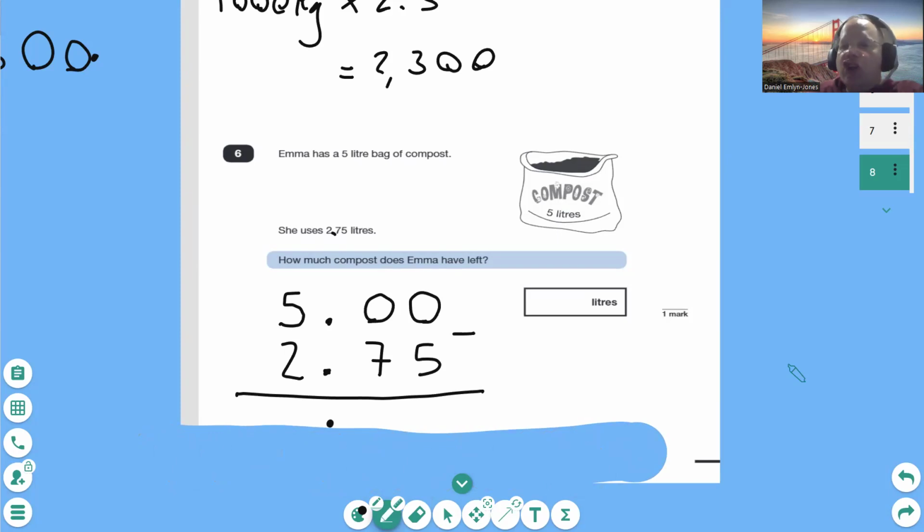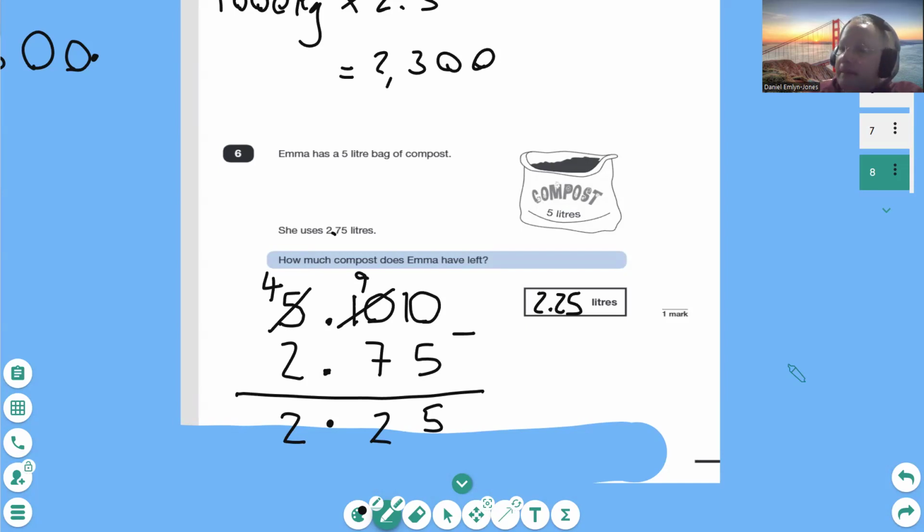0 minus 5, we can't do that in these sums. So the 0 goes to that 0 and says, can I have one from you, and that 0 says, I haven't got any either. So they go begging to the 5, which says, all right, and gives 1 to the 10ths column. That becomes a 4. Now that's got its 10. It can give 1 to the units column, which becomes a 10. 10 minus 5 is 5. 9 minus 7 is 2. 4 minus 2 is 2. 2.25 litres left.